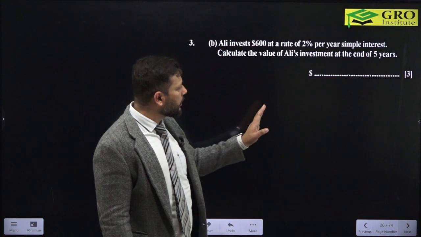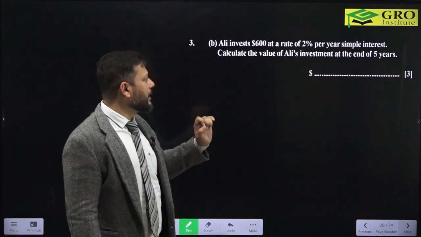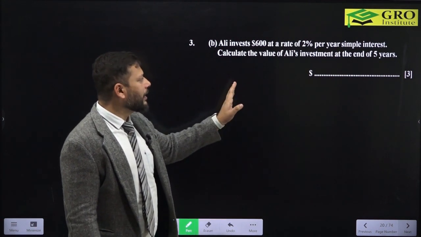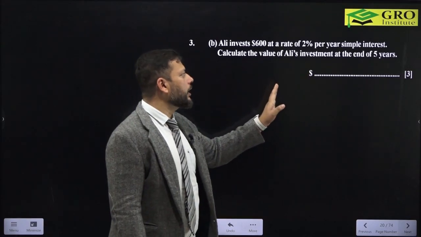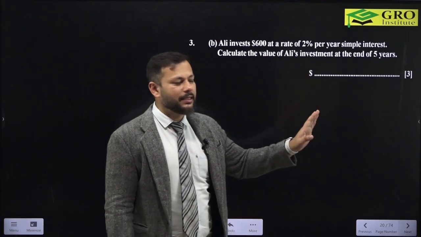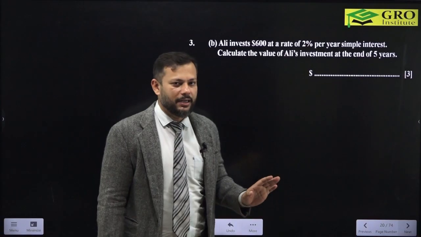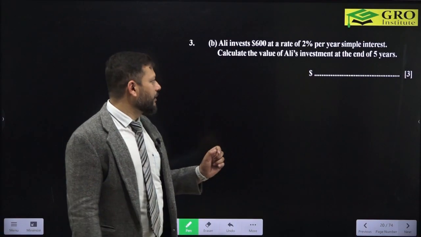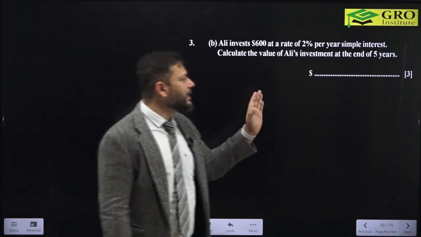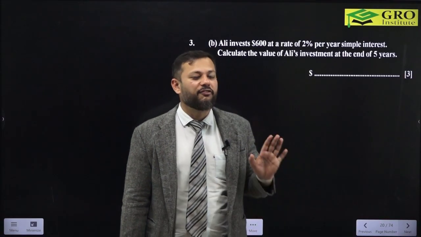This is about the investment done by Ali. It tells us Ali invests $600 at a rate of 2% per year simple interest. So this question is about simple interest. Calculate the value of Ali's investment at the end of 5 years.